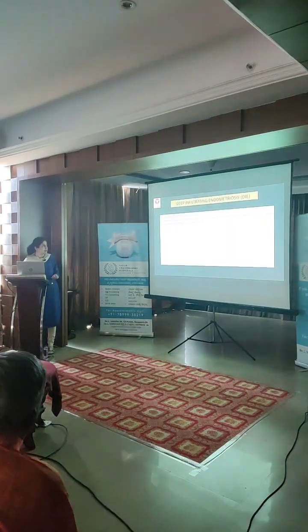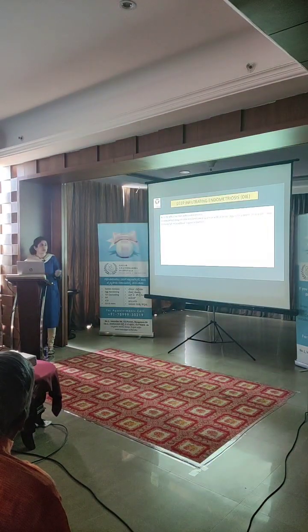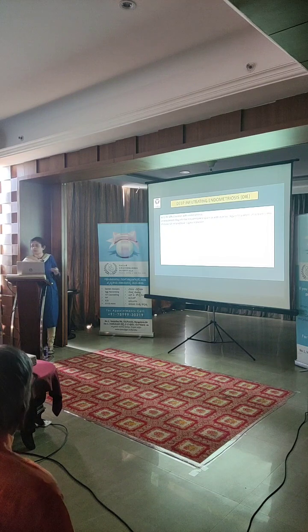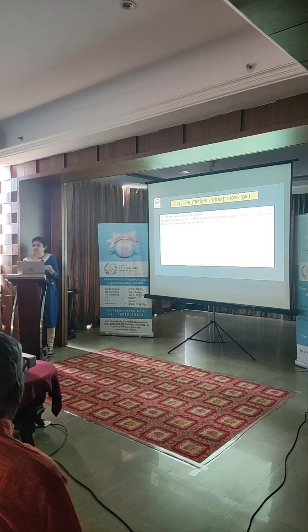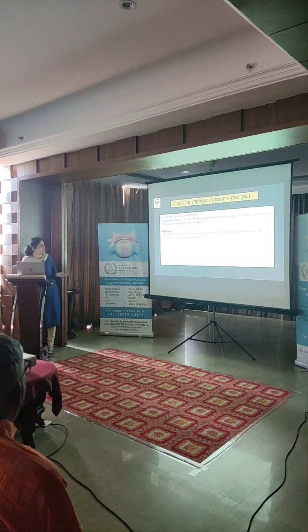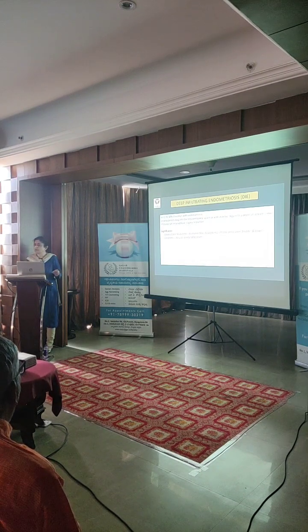Then we move on to deep endometriosis. Deep endometriosis we know is endometriosis infiltrating the peritoneum at least 5 millimeters. There's some controversy now whether it should be 5 millimeters or not, but this is the conventional definition. And why is this so important? Because this is a cause for a lot of distress to patients.